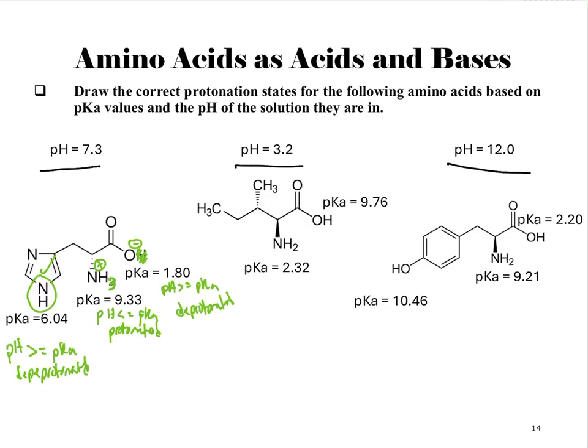Because something like this, you won't ever see. This is way too basic of a molecule. It'll rip a proton. It doesn't exist. It's like when you put hydrochloric acid in water, it's a strong acid, so it dissociates completely. This would be a strong base. It would create OH minus completely if you put that in water.